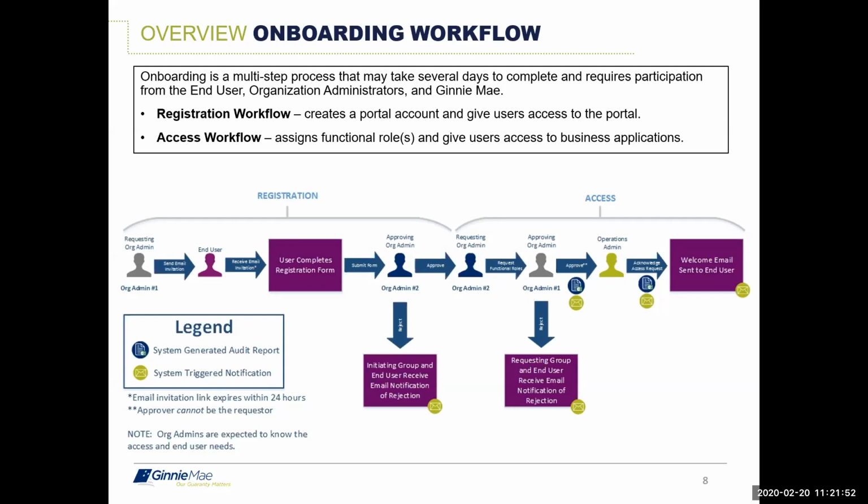After all of those steps are complete, the end user will receive a welcome email noting that they have an account in MyGinnieMae, followed by a functional role request email that will inform them that they have been assigned functional roles. Once those emails have been received, the end user can then log into MyGinnieMae and access the business applications that they have access to according to the assigned functional role.